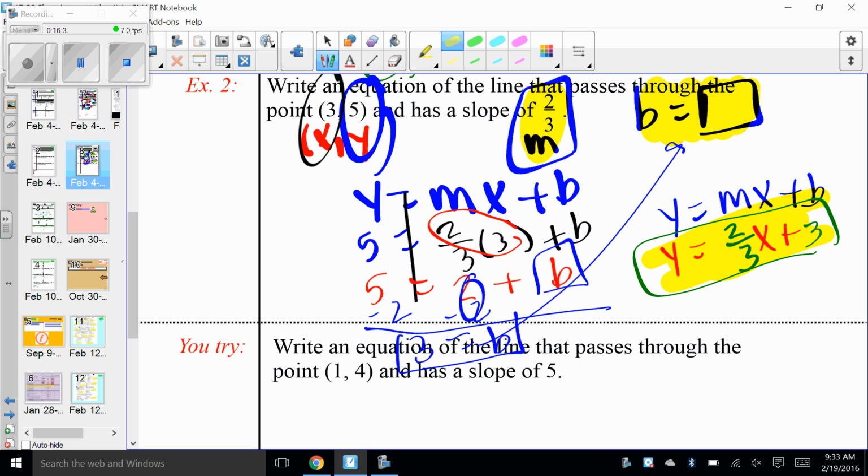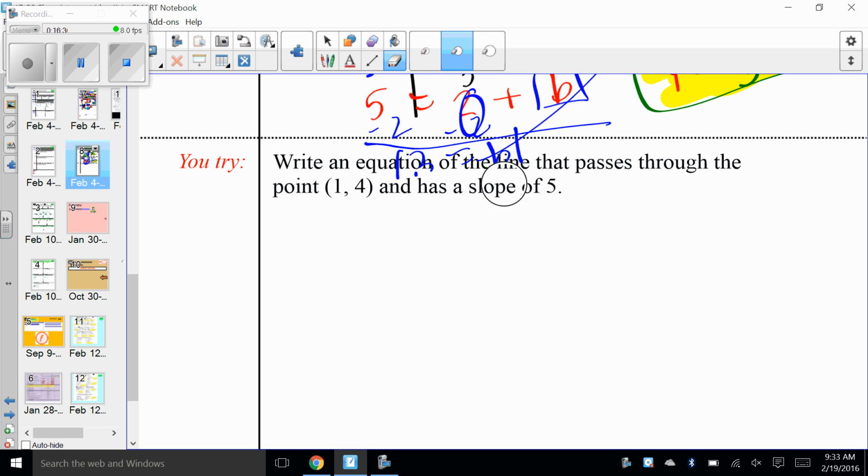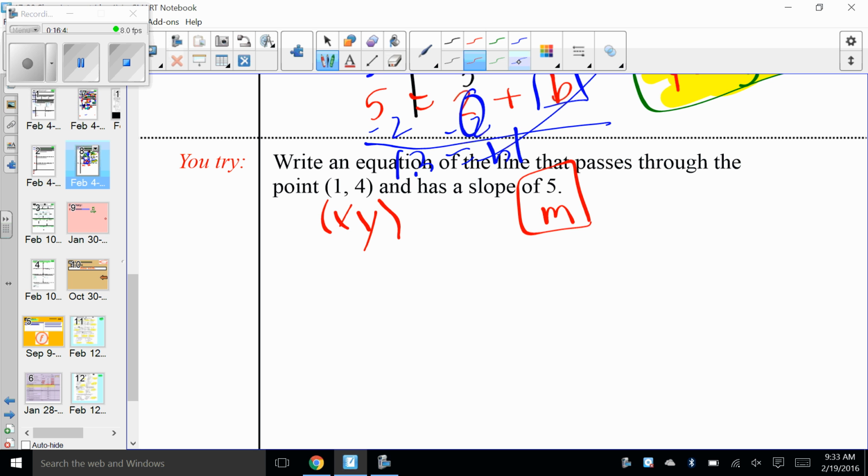All right, you try example here. So in our you try example, we have an xy coordinate. So we have our xy, and our slope is 5. What I don't know is the b value again. So what's the b value?